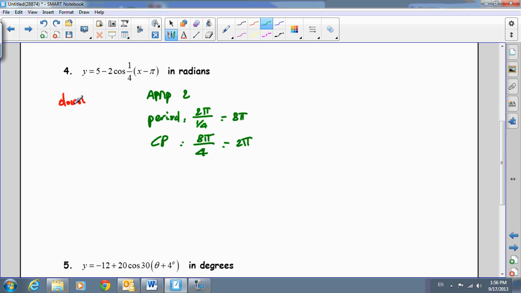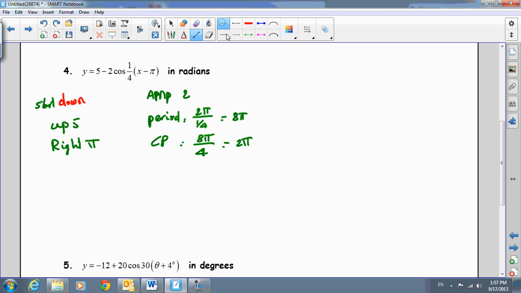Let's look at the shift here. You're starting down, by the way. That's just the start point. Start down. However, it's going up 5. And besides the up 5, you will go also right pi. Let's go ahead and graph this real quick.